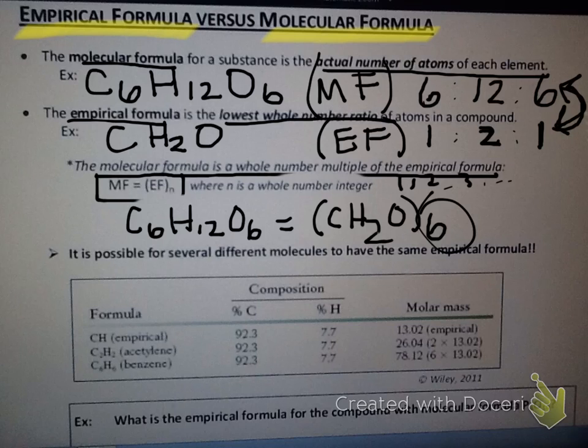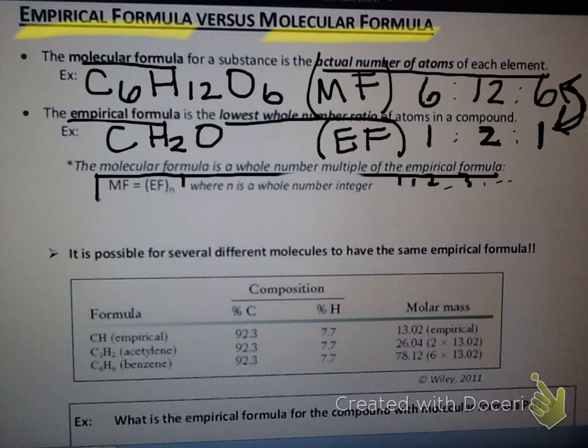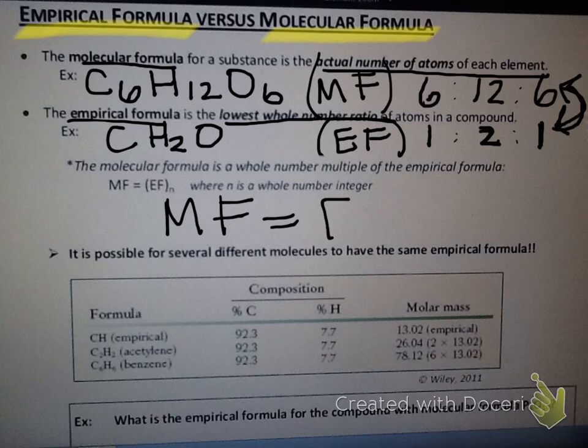Can you have a whole number multiple be 1? Meaning that the molecular formula is equal to the empirical formula. Can that ever happen? Where n equals 1? Sure it can. Let's look at the ionic compound, sodium chloride. Sodium chloride's formula, actual number of atoms, is NaCl. There's 1 ion of sodium for every 1 ion of chlorine. Okay? So this is a 1-to-1 ratio. That's the actual ratio of ions in the compound.